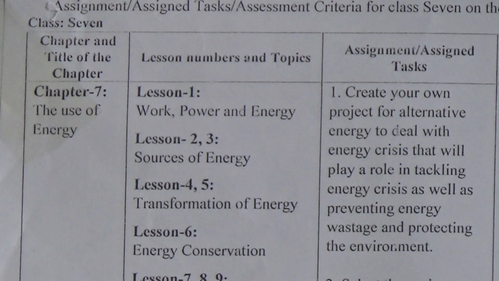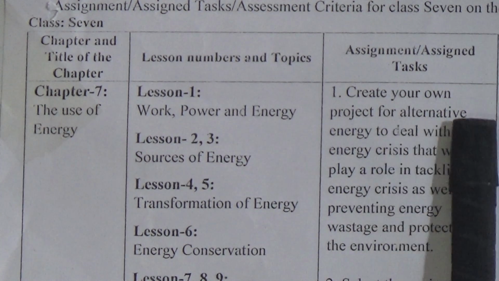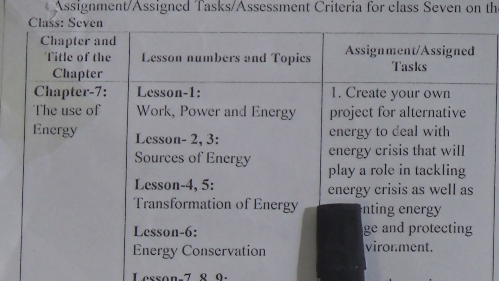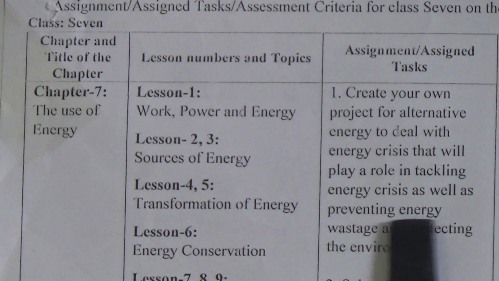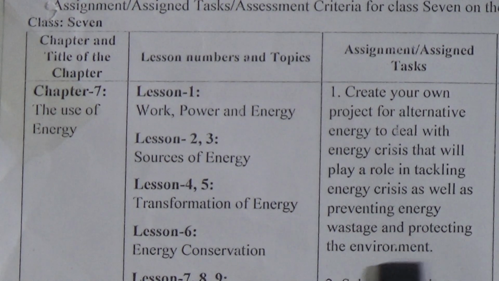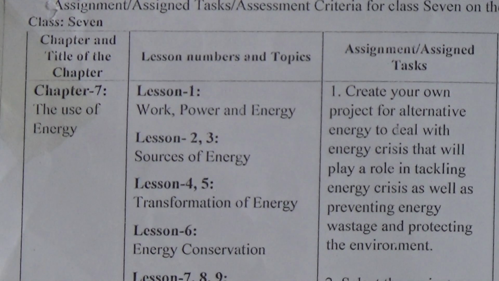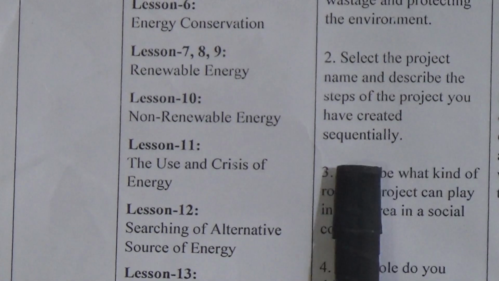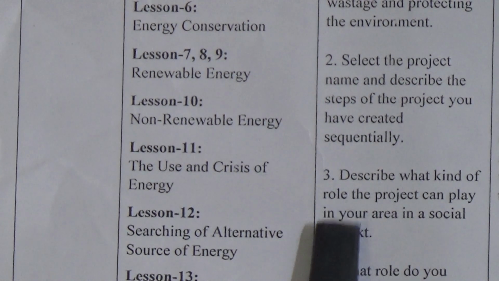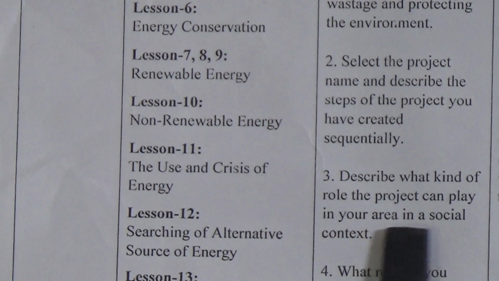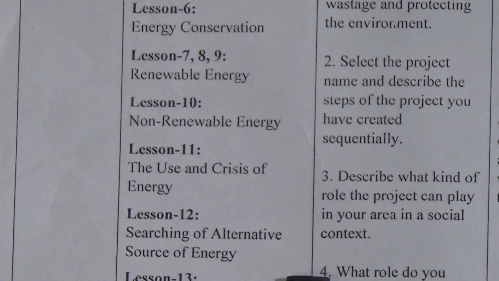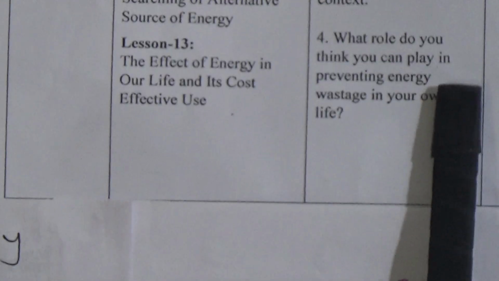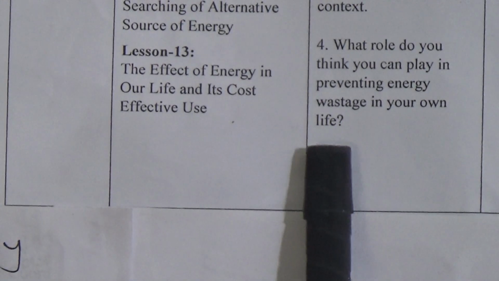Here are given 4 questions. Number 1, create your own project for alternative energy to deal with the energy crisis that will play a role in tackling the energy crisis as well as preventing energy wastage and protecting the environment. Second question, select the project name and describe the steps of the project you have created sequentially. Question number 3, describe what kind of role the project can play in your area in a social context. And question number 4, what role do you think you can play in preventing energy wastage in your own life?